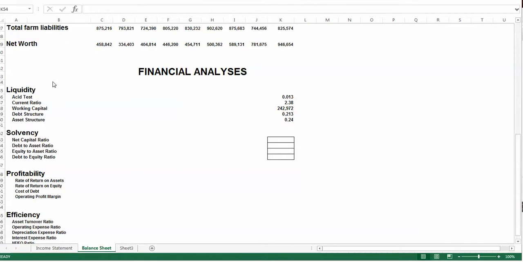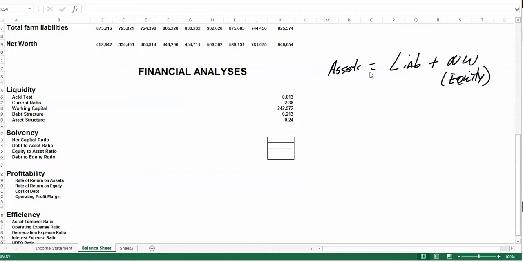Two of the solvency ratios are very related to each other. One is called the debt to asset ratio and one is called the equity to asset ratio. You need to remember the basic accounting equation, where assets are equal to liabilities plus net worth. And net worth is the same thing as equity. Those two words mean the same thing.